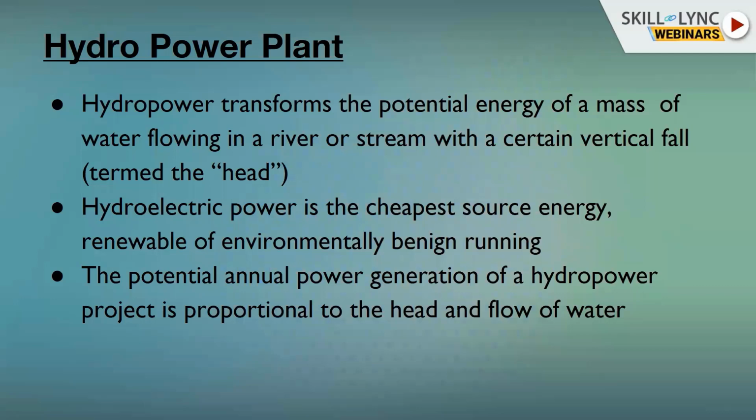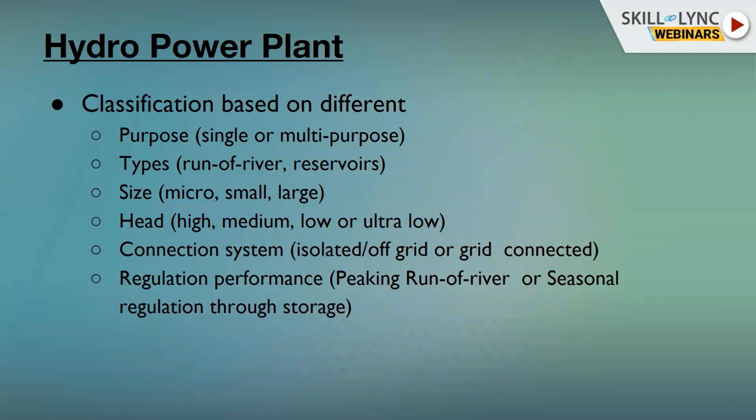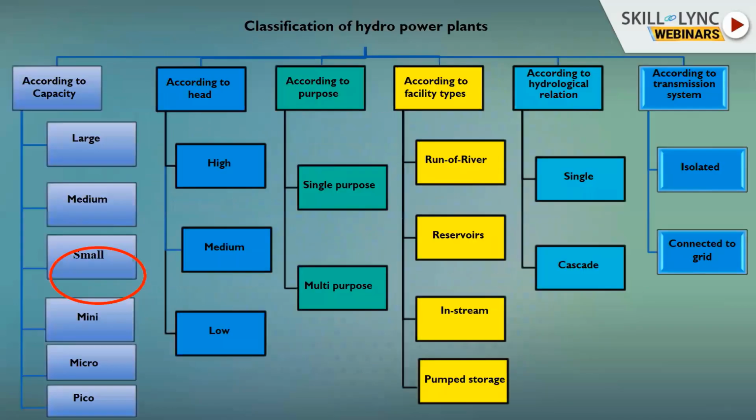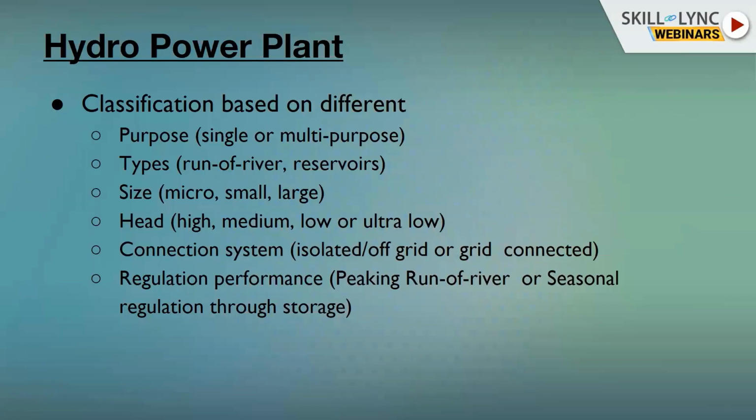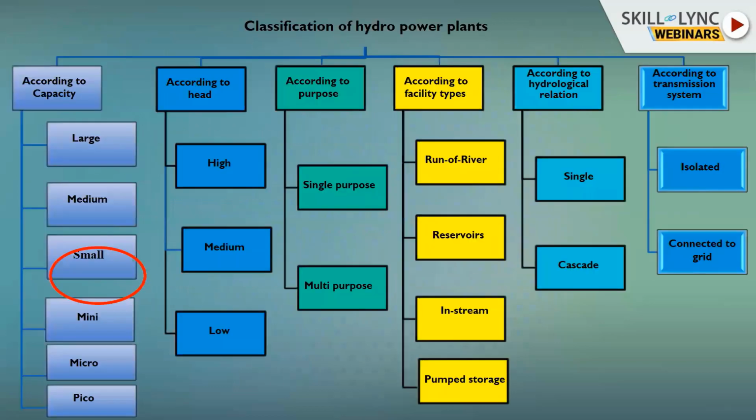And here you can see the classifications, which I already explained. In the next slide you can see it clearly according to capacity. We have many capacities, because in some areas the water is available in a small amount, and in some areas in a large amount. So they have separated the areas and constructed hydro power plants: large, medium, small, mini, micro, and pico also. Using pico, we can produce a very small amount of electrical energy.